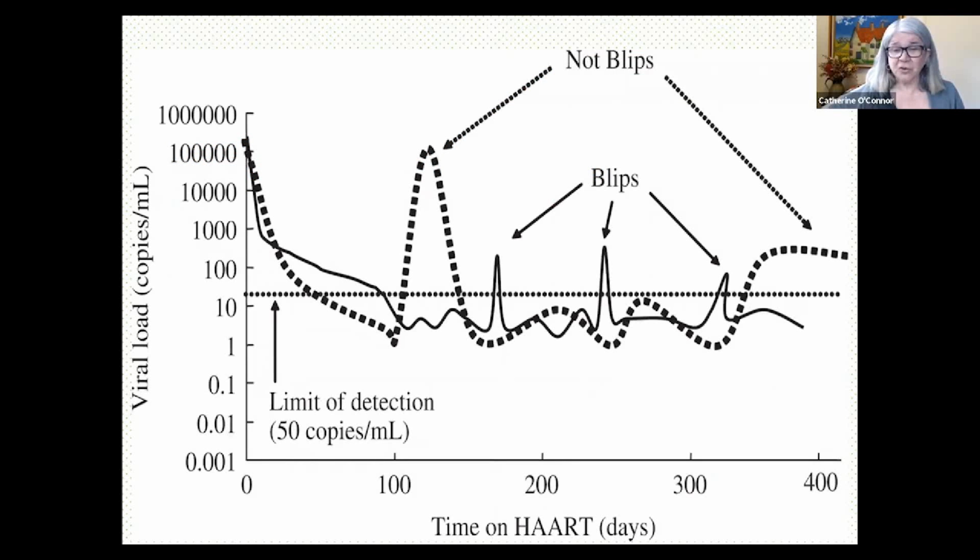So here we've got two different patterns. The dotted pattern, where the viral load goes up to 100,000, that's not a blip. We can see in the other pattern, these are very low-level viremias of around 200, which are just little dots, and the patient then goes back to below undetectable levels. So these are very different patterns.